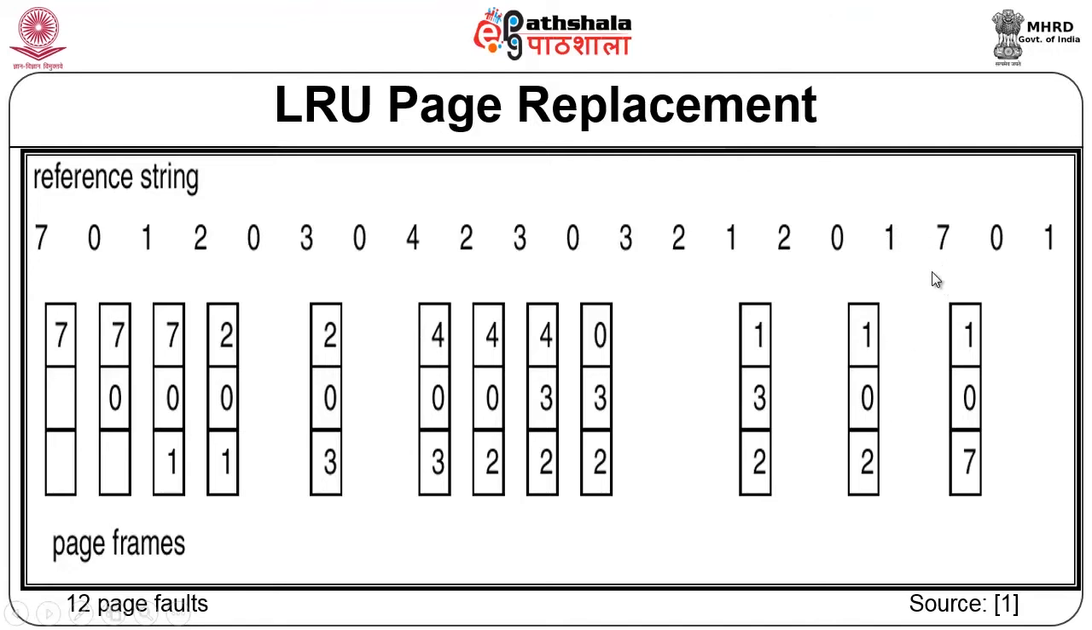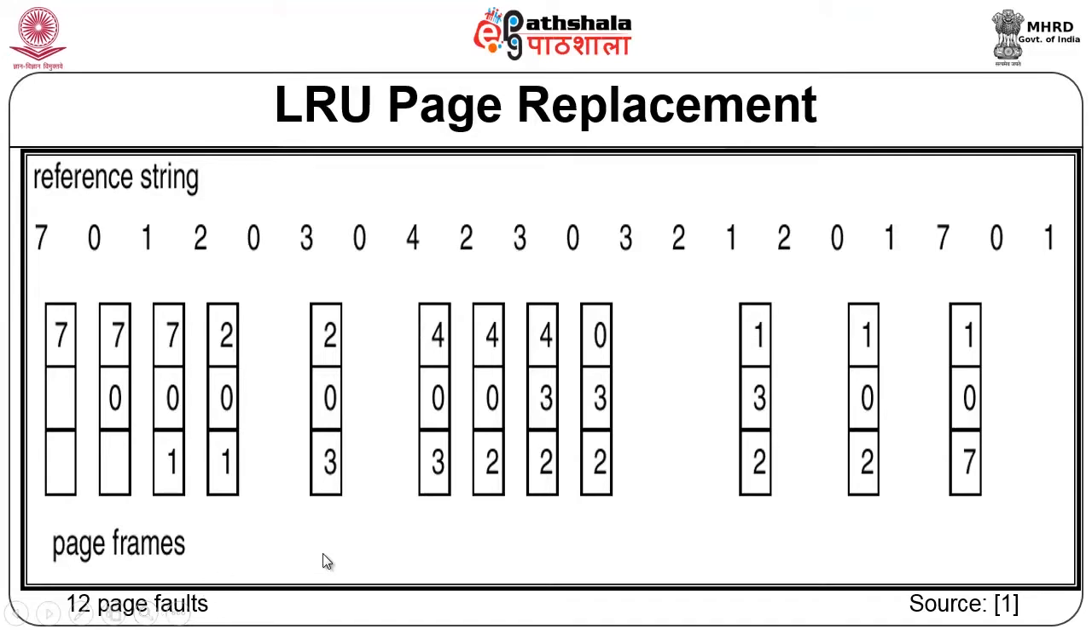For reference to 7, choose the least recently used. Between 1, 0 and 2, 2 is the least recently used. So, 2 is removed, 7 is brought inside. For 0, it is a hit. For 1, it is a hit. So, here you see that there are 12 page faults.